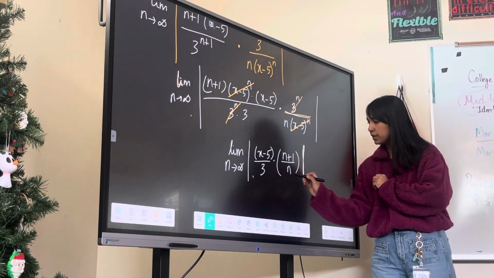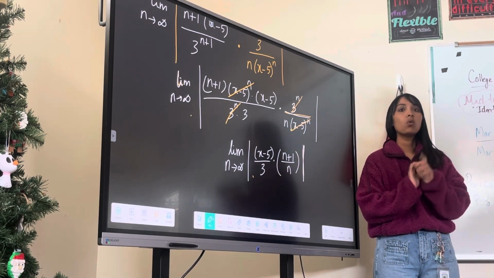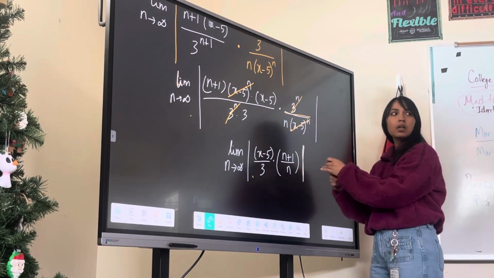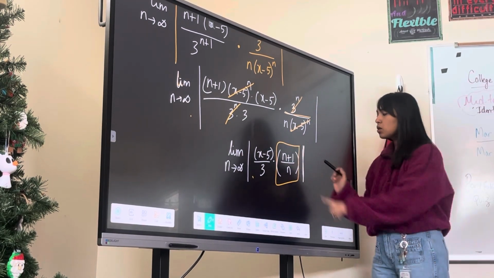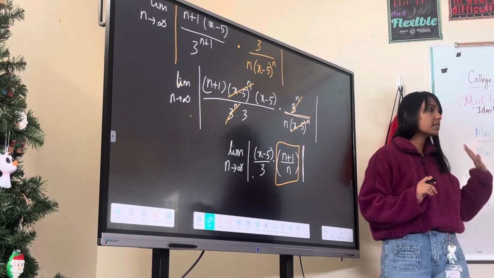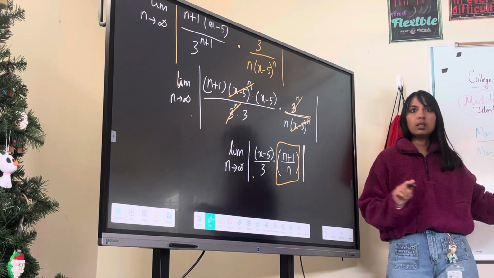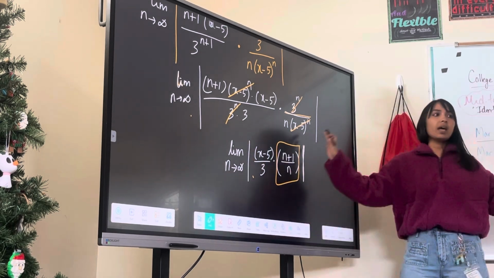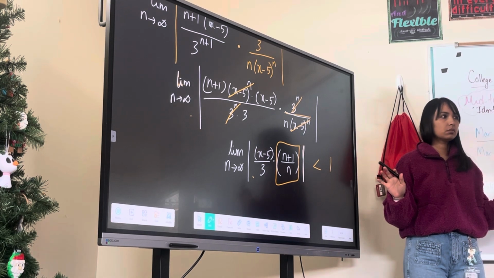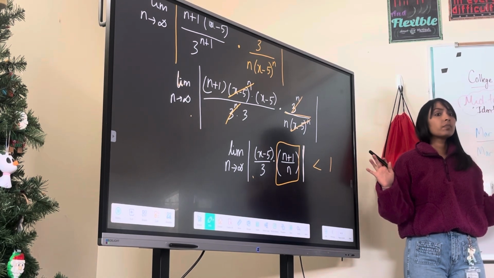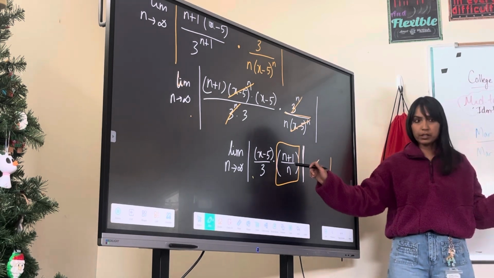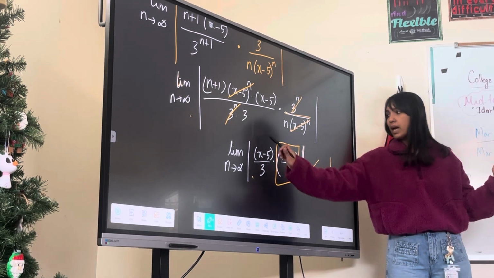What's the limit for this part? 1. Okay? I'm not talking about the entire limit, just for this part. If you know this is going to be 1, and it's not 0 or infinity, then the entire thing has to be less than 1. We're just going to assume that if this is going to be 1, then this thing has to be less than 1.